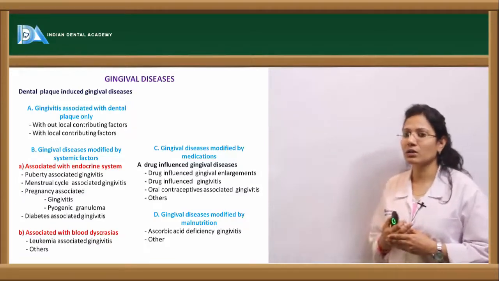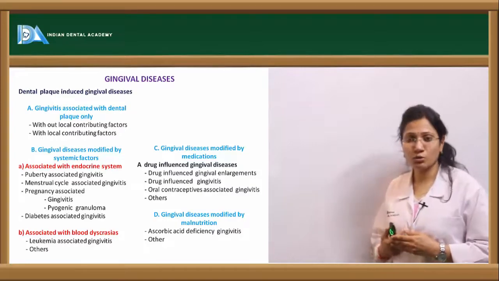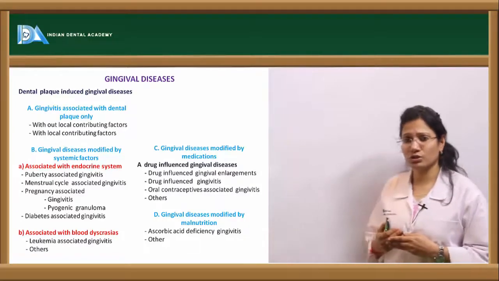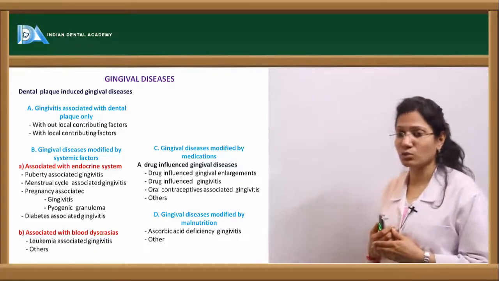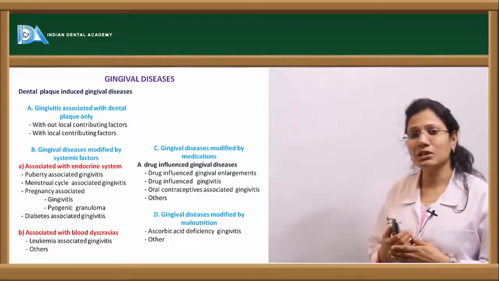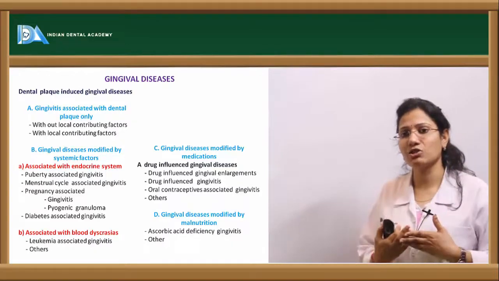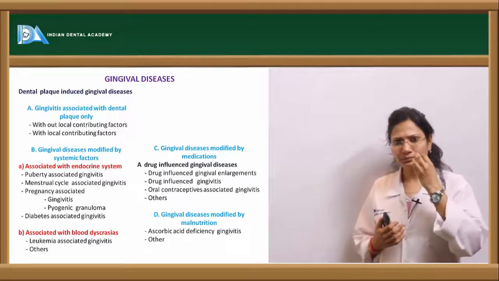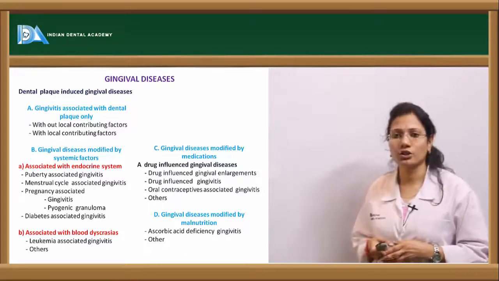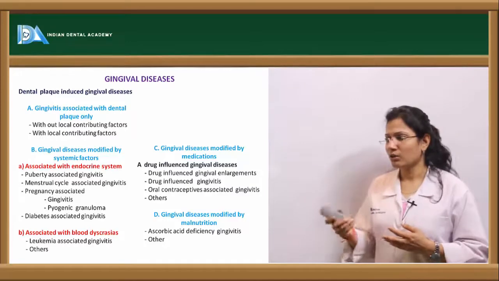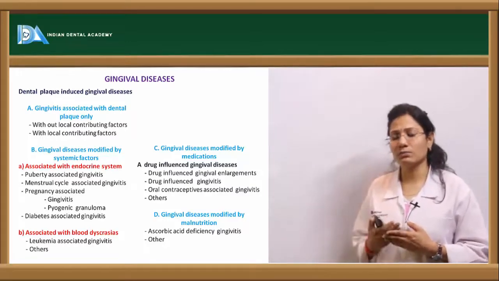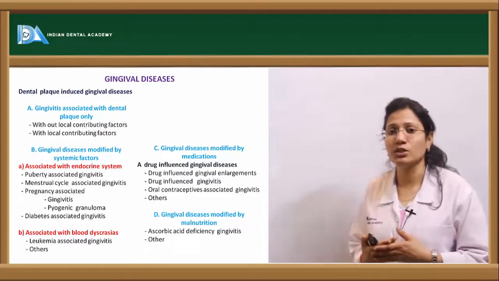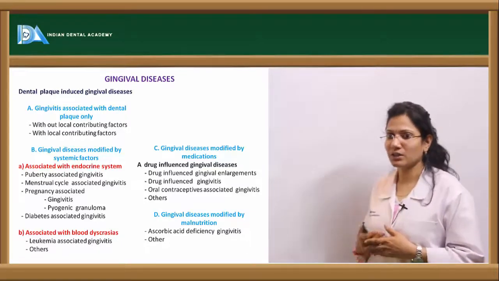The ones associated with the endocrine system are puberty-associated gingivitis, menstrual cycle-associated gingivitis, pregnancy-associated gingivitis, and diabetes mellitus-associated gingivitis. Pregnancy-associated gingivitis can produce a generalized gingival condition, whereas it can also lead to a localized inflammation of the gingiva, which is called pyogenic granuloma. Now, if it is associated with blood dyscrasias, what are the blood dyscrasias that can cause gingival diseases? One of the important ones is leukemia-associated gingivitis and others.